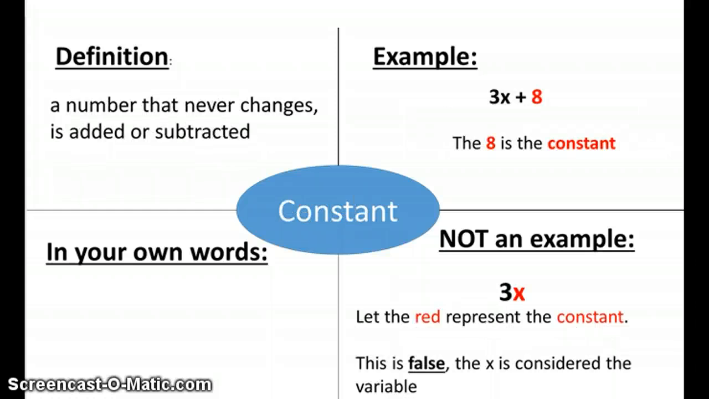A constant. A constant is a number that never changes. It is added or subtracted. Let's look at the example 3x plus 8. In this example, 8 is the constant. X would be the variable. Not an example. Let the red represent the constant. So in this example, x is a constant? No, we know that is a variable.